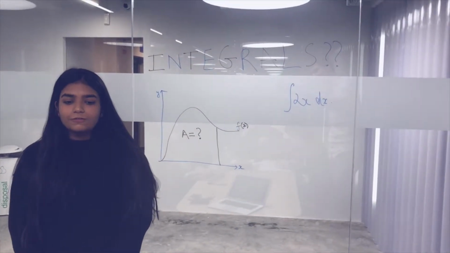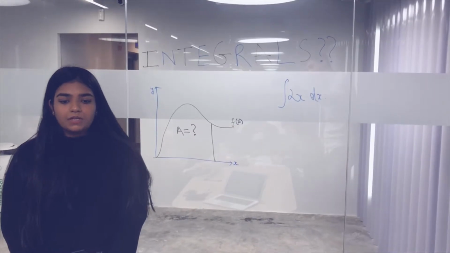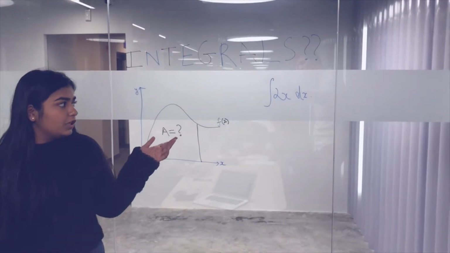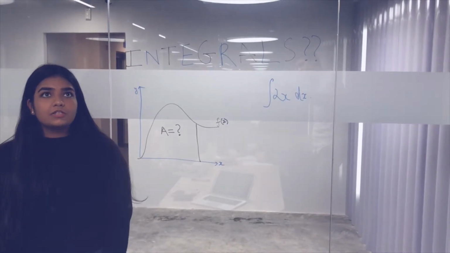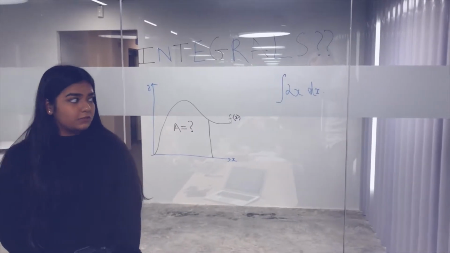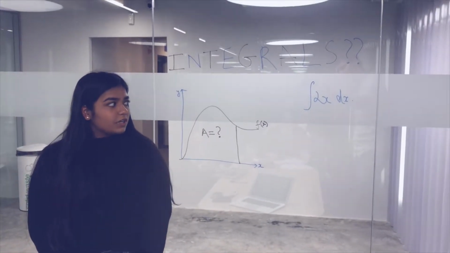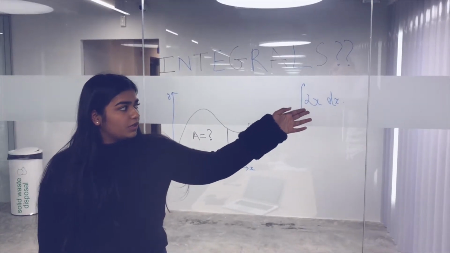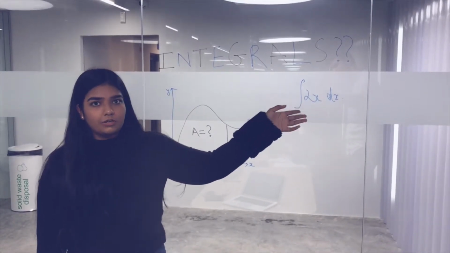Integration can be used to find the areas, volumes, and many useful things, but it is mainly used to find the area under the graph, which is like this. And basically an integral is a reverse of a derivative, and the rules of integration can help you to get the answer for this. And the symbol of integration is basically an S, and then the function which you want to integrate, which is also known as the integrand.